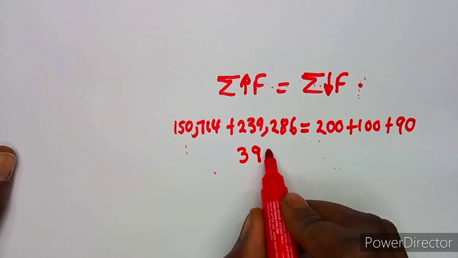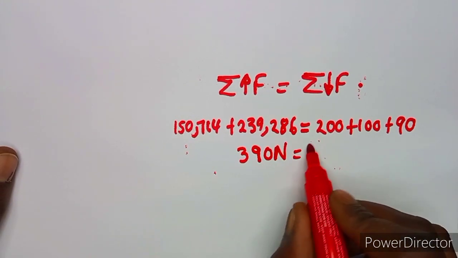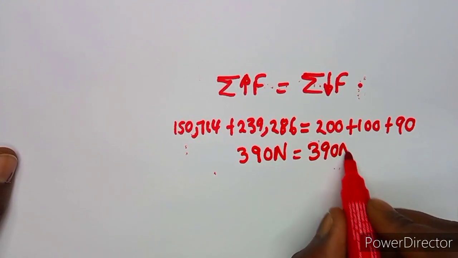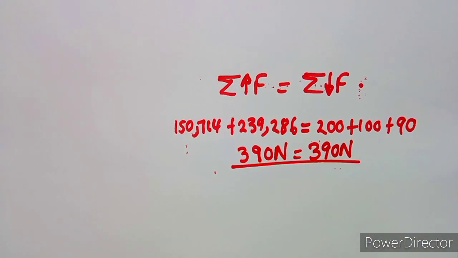Is it 390 or 320? That's 390 newtons. These are newtons, not kilonewtons, but newtons. You are adding newtons, so your answer is going to be newtons. It can't be a miracle to change from newtons to kilonewtons just like that. All right, so that's what we had.